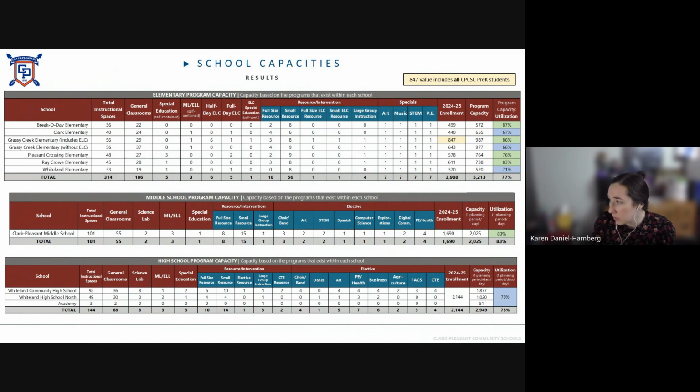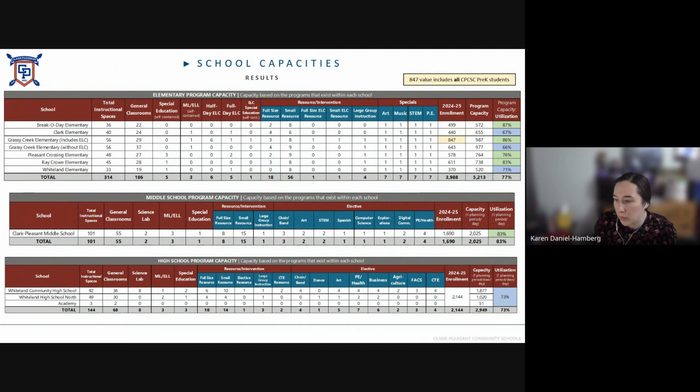Looking at the middle school, we calculated a capacity of 2,025 with an enrollment again last year of just under 1,700, and that gives us a utilization of 83%. As Dr. Edsel kind of alluded to, there is more flexibility with scheduling at the middle and high school level, so 83% is great. Honestly, it may feel tight in that building based on how the spaces are being used and scheduled, but 83 is a really good utilization at a middle school.